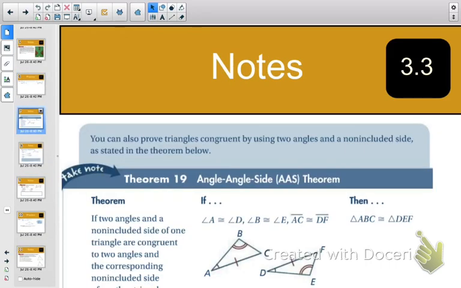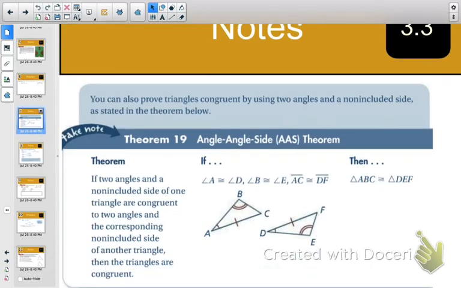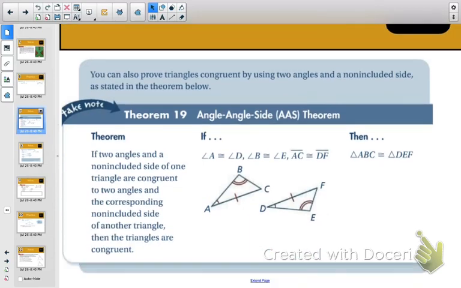Okay, the next one we're going to talk about is similar. It's the angle angle side theorem. Now this one is a theorem, not a postulate, because it's a little bit less obvious. This one says if two angles and a non-included side of one triangle are congruent to two angles and the corresponding non-included side of another triangle, then the triangles are congruent. So this one doesn't have the side in between the two angles. It's actually a different side.